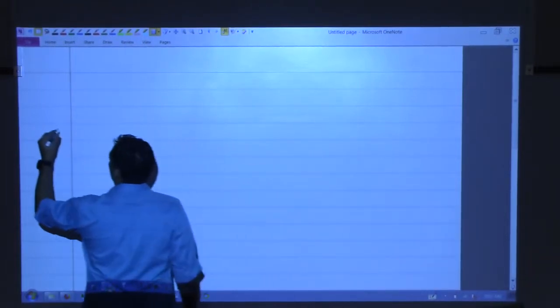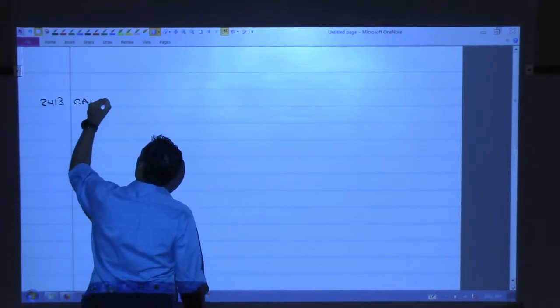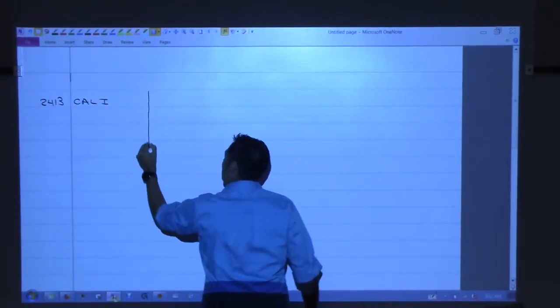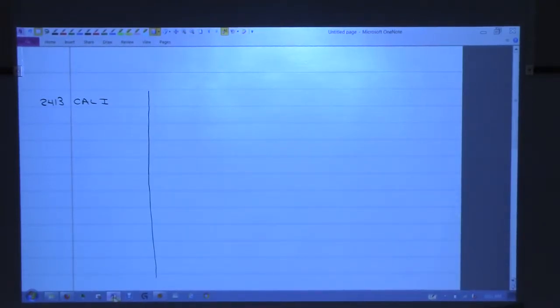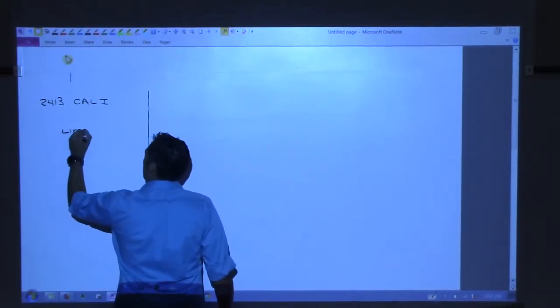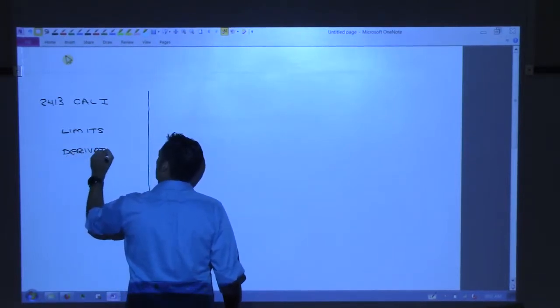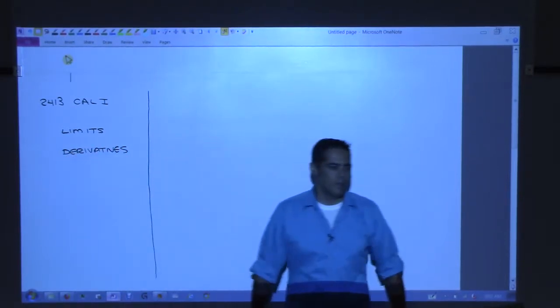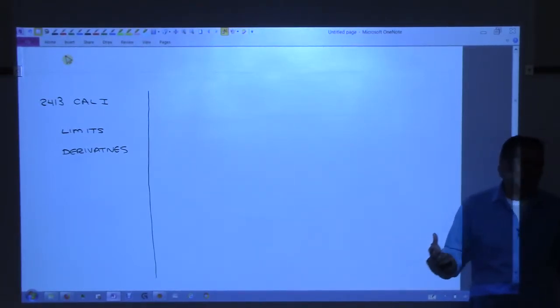So let's talk about Cal 1 first. That was 2413. Let me see if you can help me summarize what Cal 1 was all about. Any thoughts? Derivatives, okay. Limits came first, so I'll say limits. And then derivatives. If you were trying to explain Cal 1 to somebody and you had to sum it up in one word, I think derivatives would probably be the word.